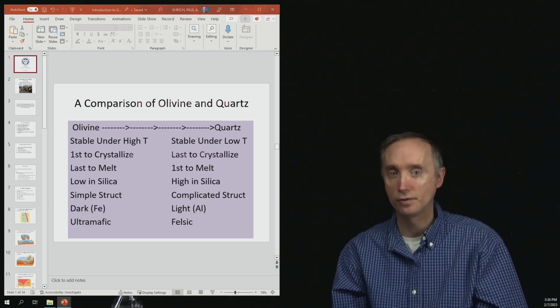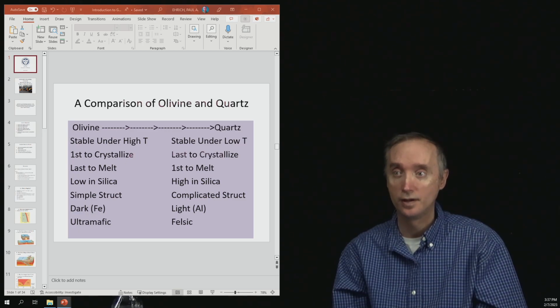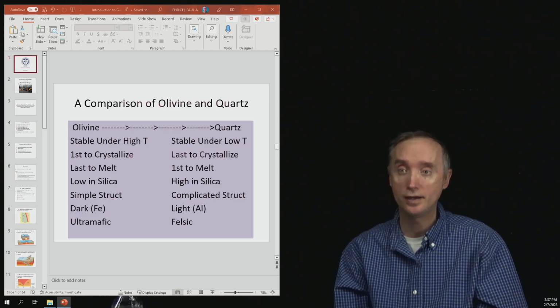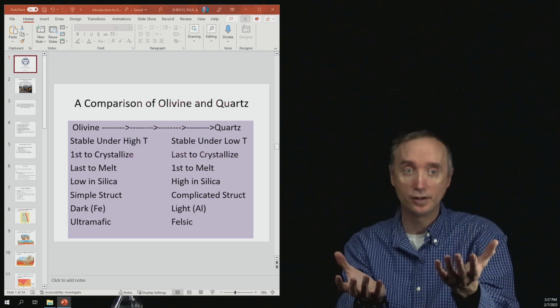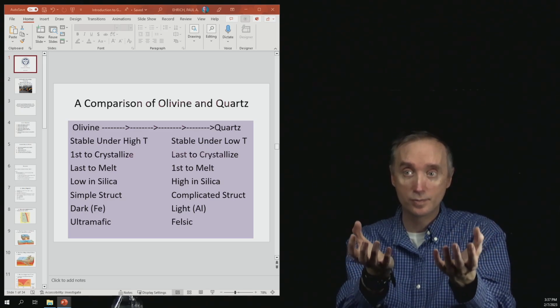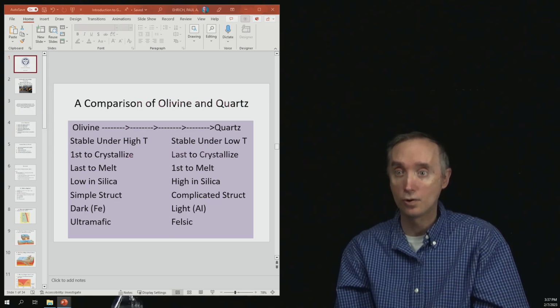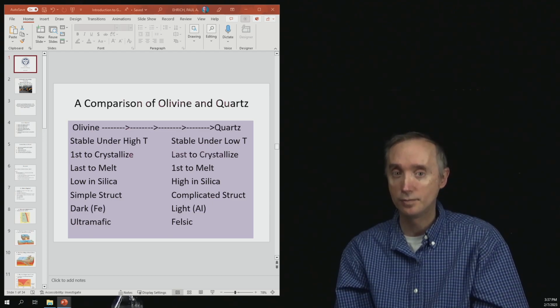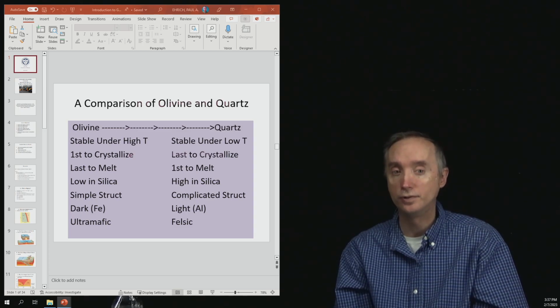Olivine is the first mineral to crystallize from a magma, and quartz is going to be the last one to crystallize. So that means that if you take a material that has quartz and olivine in it, which is not very likely, but let's say that you've got something that has both quartz and olivine, and you start to heat them up, then you notice that quartz will be the first mineral to begin to melt. It melts at very low temperatures, whereas olivine would be the last mineral to melt. Olivine is very low in silica.